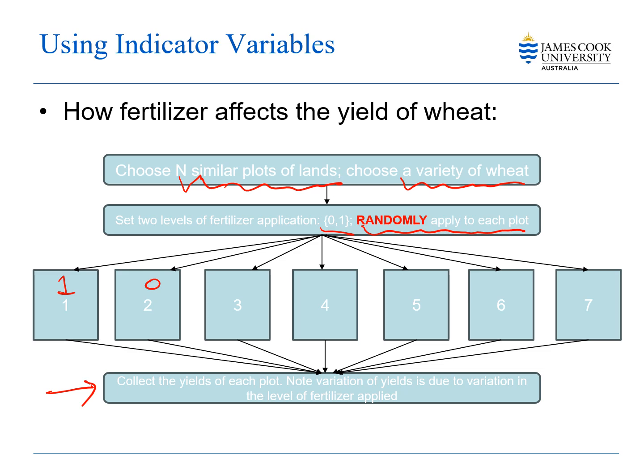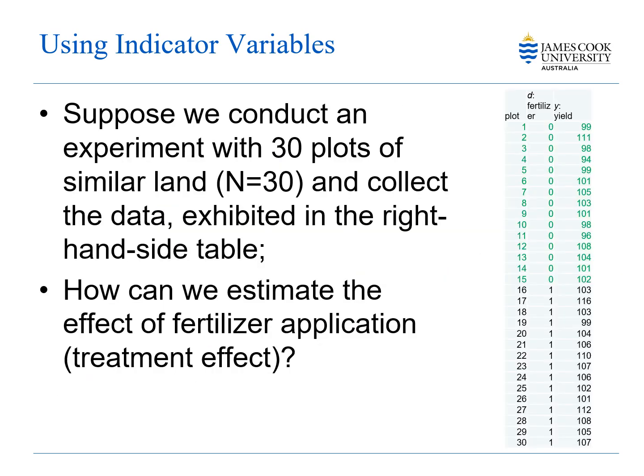So that is the experimental setup. Suppose our n is 30, so 30 plots of similar land. And we collect data. This is the data we collected. For example, for the first piece of land, we do not apply the fertilizer, and it produced 99 kilograms of wheat. Second, third, and you know that I organized the data, right?